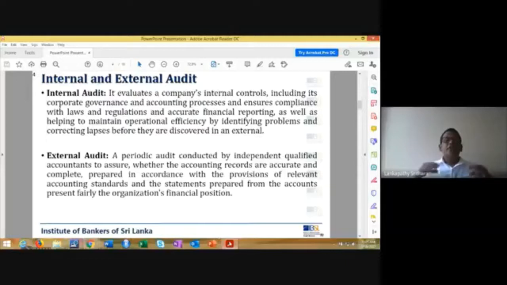So if there's any question about comparing the internal and external audit, you have to write this paragraph, and add the additional information: compared to the internal auditor, the external auditor will have more independence. The internal auditor is responsible to report to the top management of the company, but the external auditor has the responsibility to give the report to the shareholders of the company. So just compare those two things and finish it off. This is called internal and external audit.